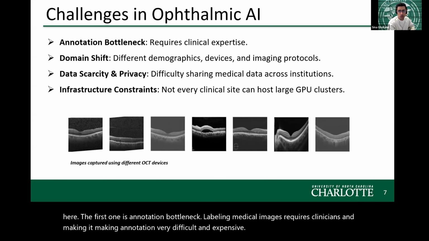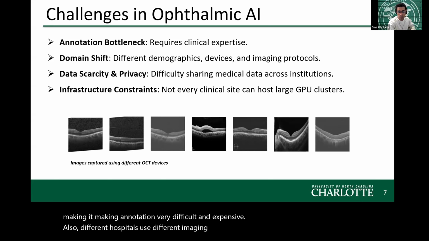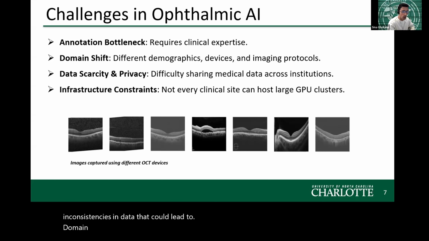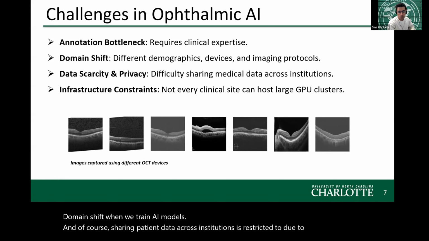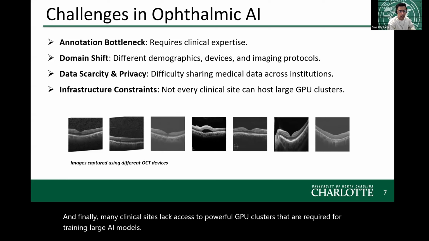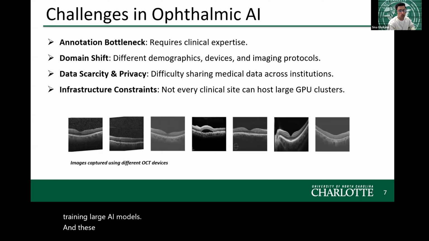Also, different hospitals use different imaging devices and protocols, leading to inconsistencies in data that could lead to domain shift when we train AI models. And of course, sharing patient data across institutions is restricted due to privacy regulations. And finally, many clinical sites lack access to powerful GPU clusters that are required for training large AI models. These challenges make it difficult to develop scalable and powerful AI models.